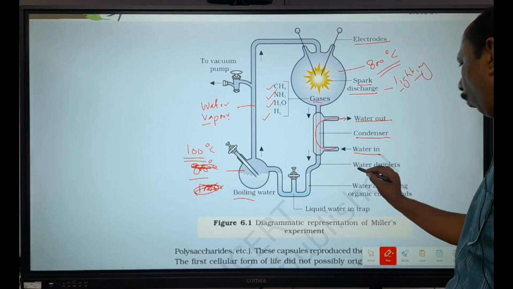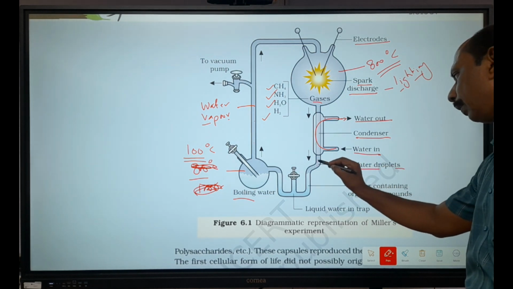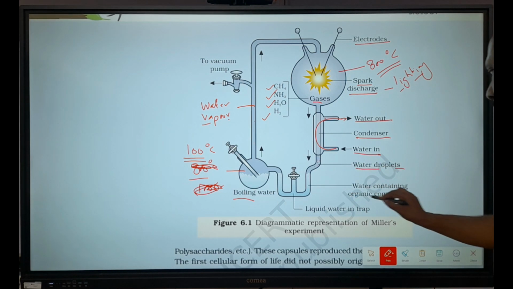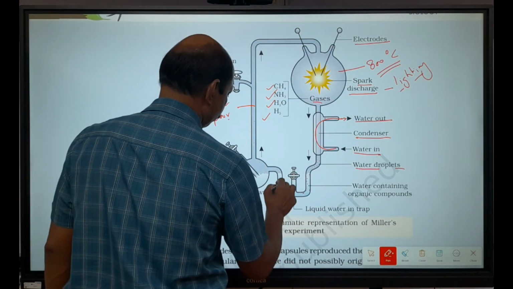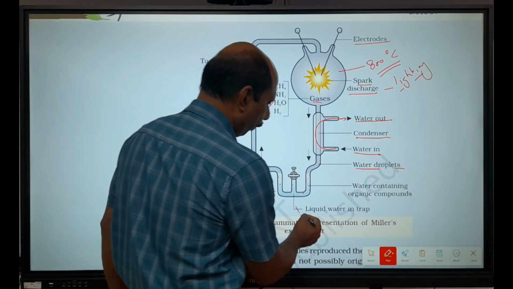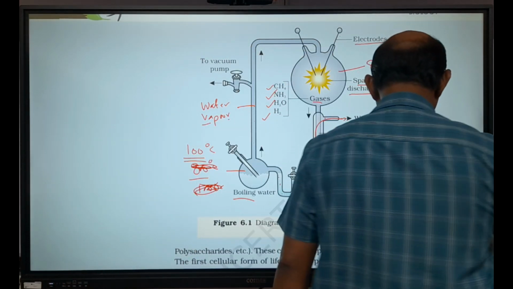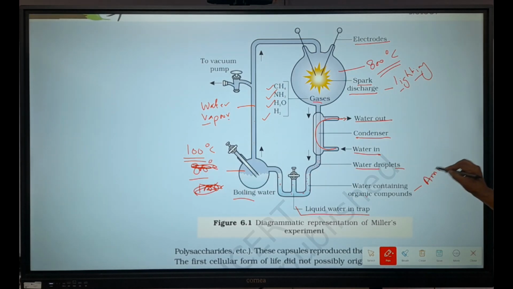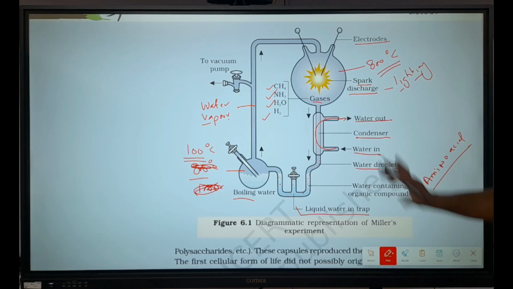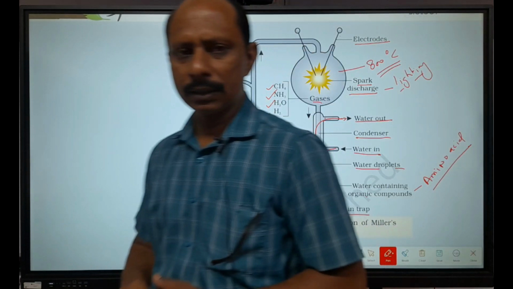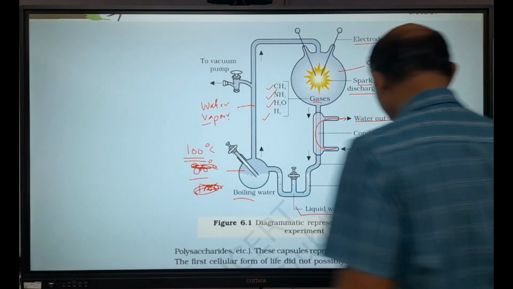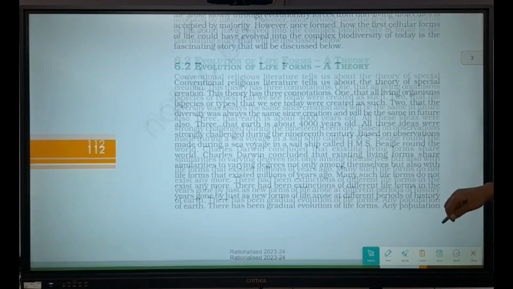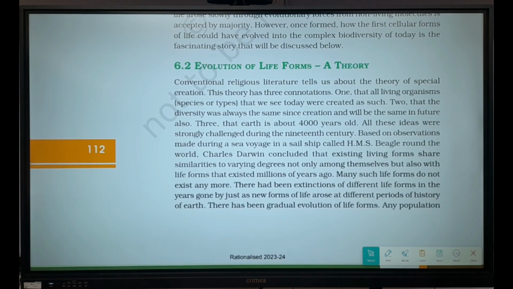Now water droplets are found here, right? Water containing organic compounds. The water which is present here contains organic compounds, right? And liquid water with organic compounds means what? The organic compounds may be amino acids. So when he got the amino acid, he understood the biogenesis, chemical evolution, right? Evolution of life forms as a theory, right?